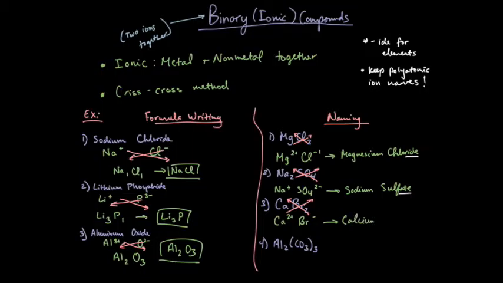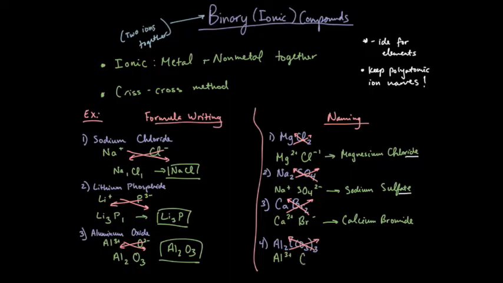So let's start with a few examples for formula writing. So here, 1, 2, and 3: sodium chloride, lithium phosphide, and aluminum oxide. So first you need to identify their ions. Their oxidation charges come from the reference table. And then you crisscross them downwards to find the subscripts, and then you remove the subscripts if it's just one. And you pretty much finalize and simplify the formula as such.